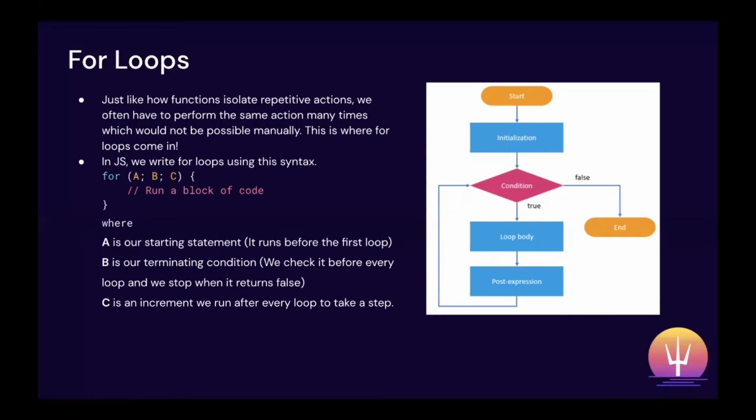Okay, so just like how functions isolate repetitive tasks that we want to do, we usually have to perform an action a lot of times, and it just wouldn't be possible to do this manually. So this is where we're going to use loops. And in JavaScript, a for loop has this basic syntax where we have a starting condition. So we can just set a variable, and then we have a terminating condition, which is going to be a logical expression. We check after every loop, and we terminate the second that it's false. And then we can have an increment that we run after every loop.